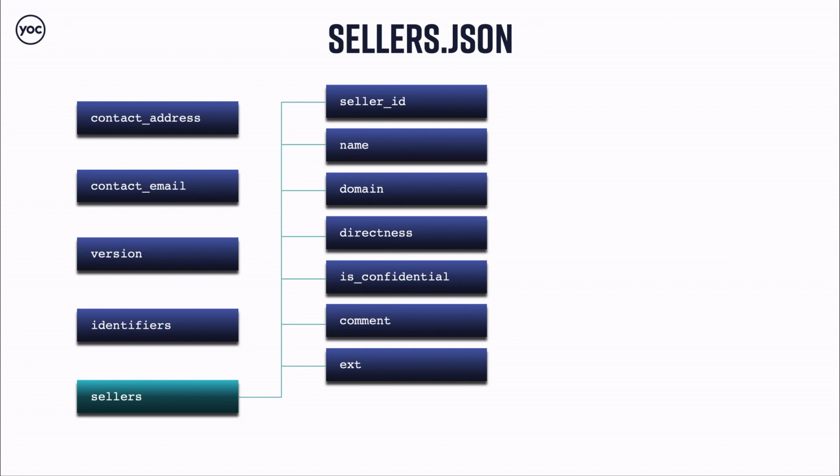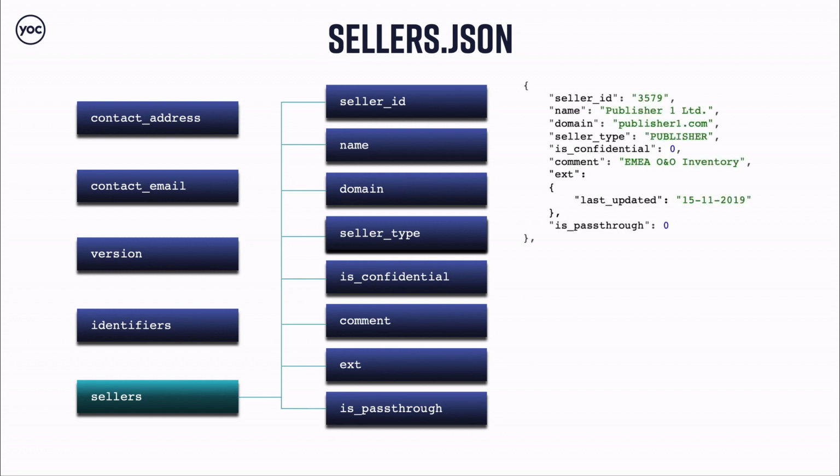There's 7 main attributes: seller ID, name, domain of the entity represented by ad exchange, then directness, which has been changed to the seller type attribute with the latest version of the sellers.json specs. Then is confidential attribute, which I'm going to focus on a bit later. Then the placeholders for the comments and the extension object. And the last one, which was introduced only with the final version, is pass through.